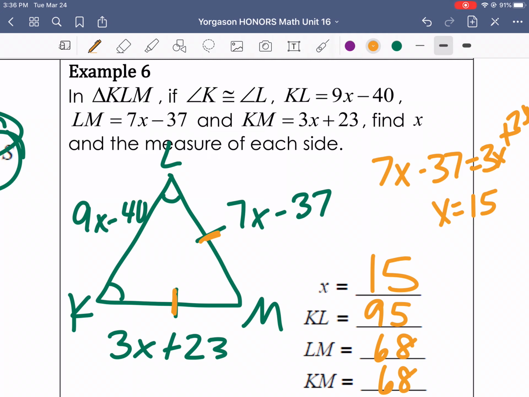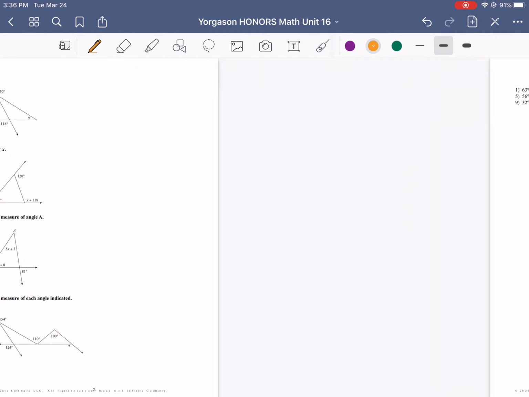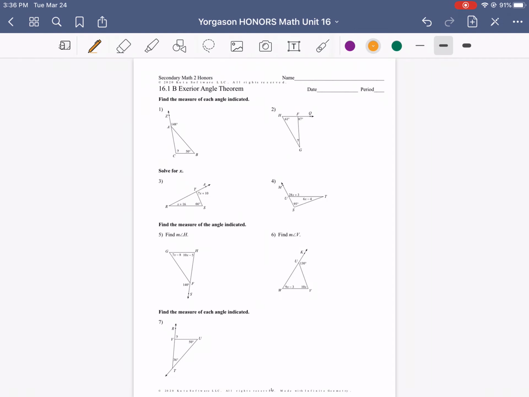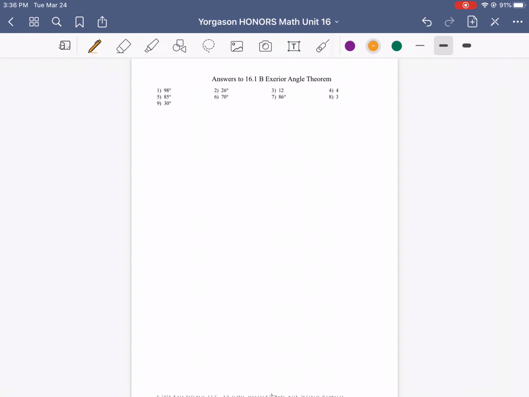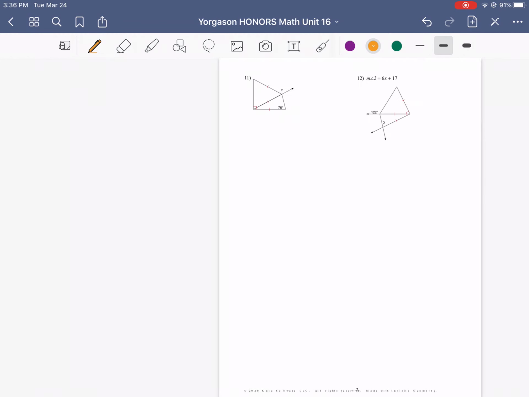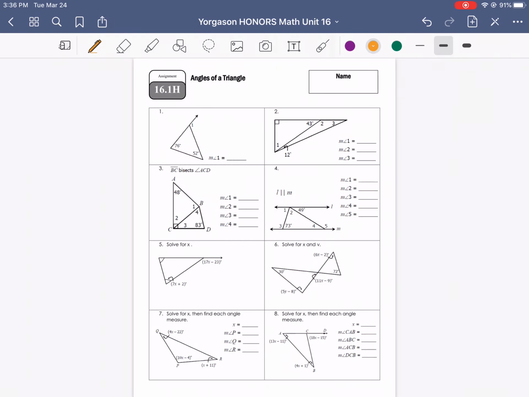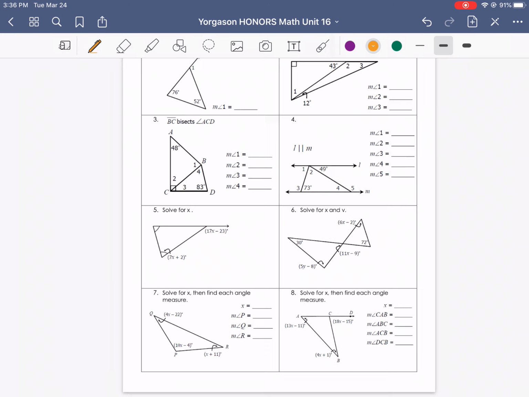Okay guys, that's the end of this video. We're exploring how to turn in assignments through Canvas, so give it your best try. I also gave you a little bit of practice, 16.1c. It has some practice with isosceles and equilateral triangles. They're a little bit easier than what you're going to see in the assignment, so I thought I'd include those just for you to try out.